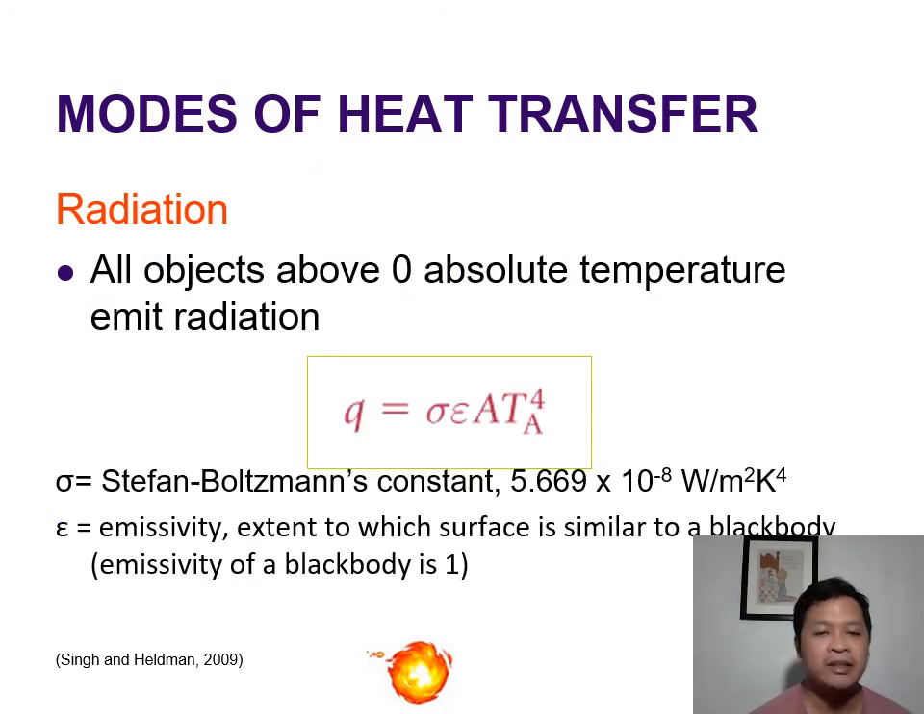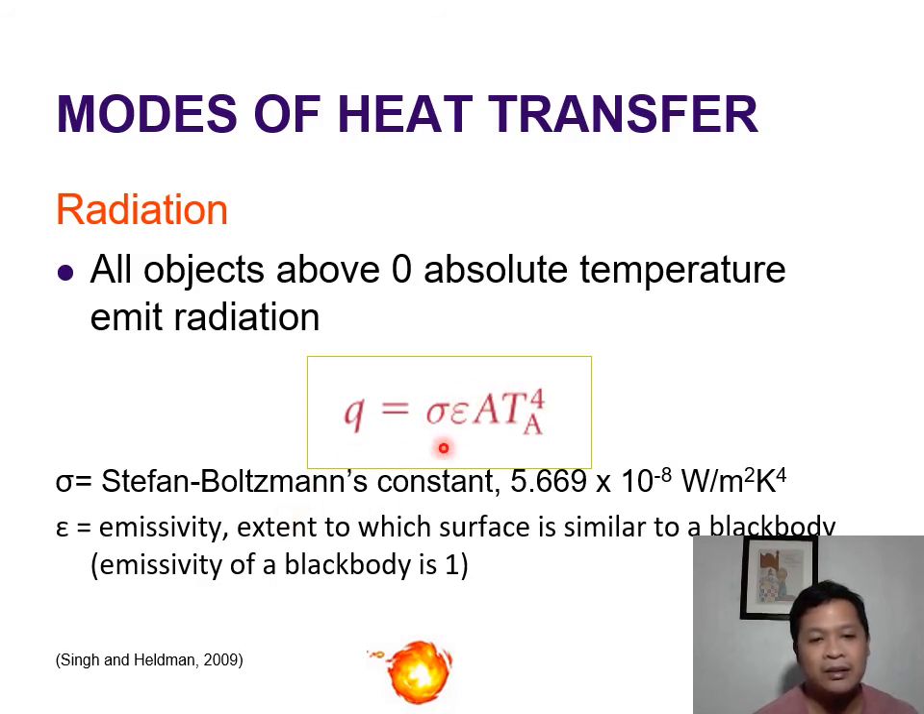Okay, pagdating naman sa radiation, lahat ng bagay na above 0 Kelvin, whether it's a living or non-living thing, emits radiation in accordance with this equation, okay, where sigma is the Stefan-Boltzmann constant, experimentally determined. Notice that it's a very small magnitude, 10 to the minus 8. Therefore, yung nire-radiate nating init is relatively small in comparison to conduction and convection, no? Unless you have a very high temperature.